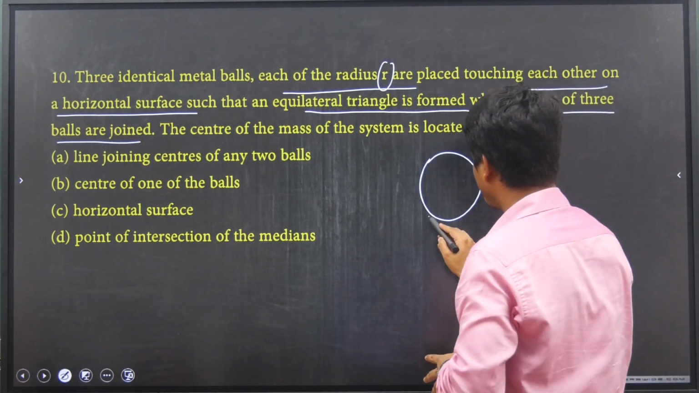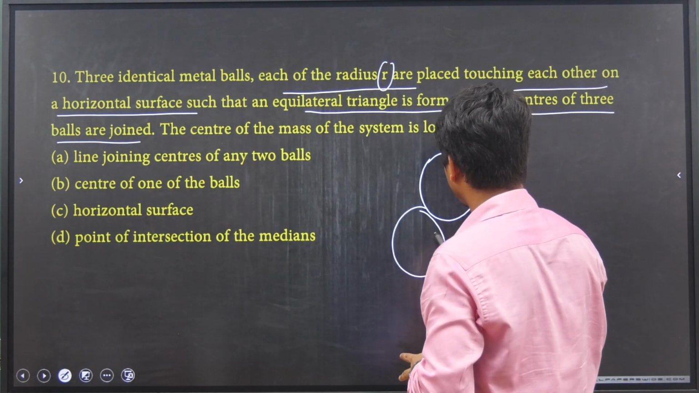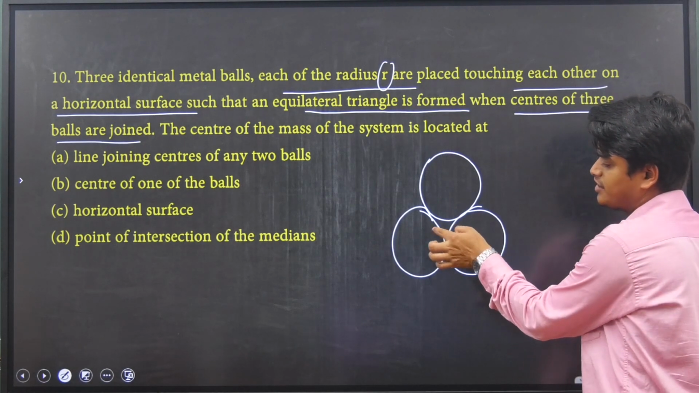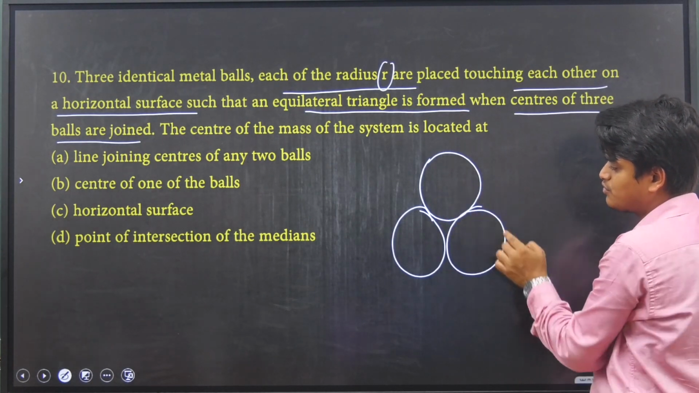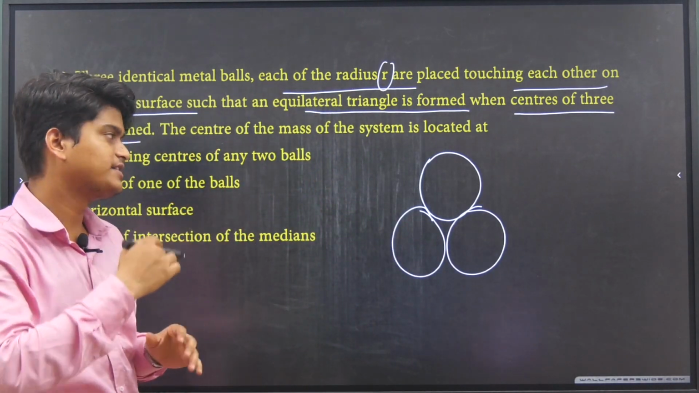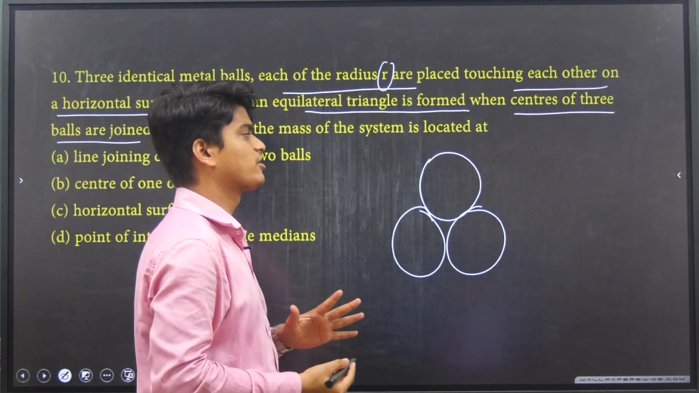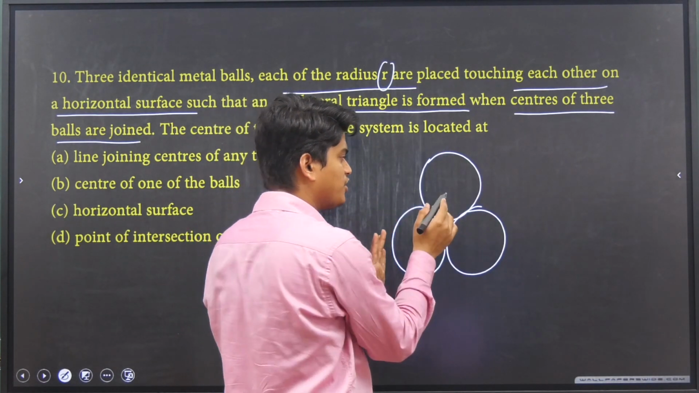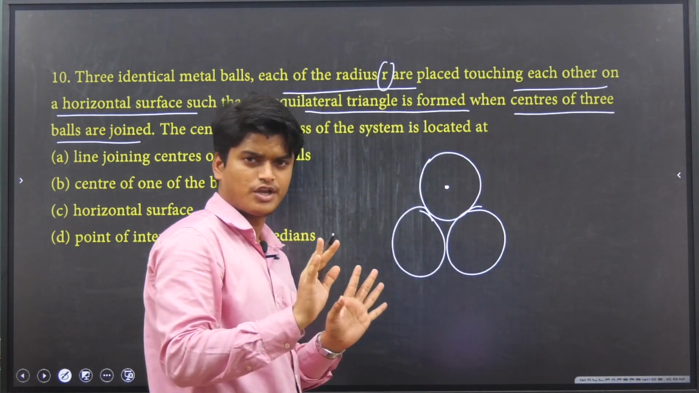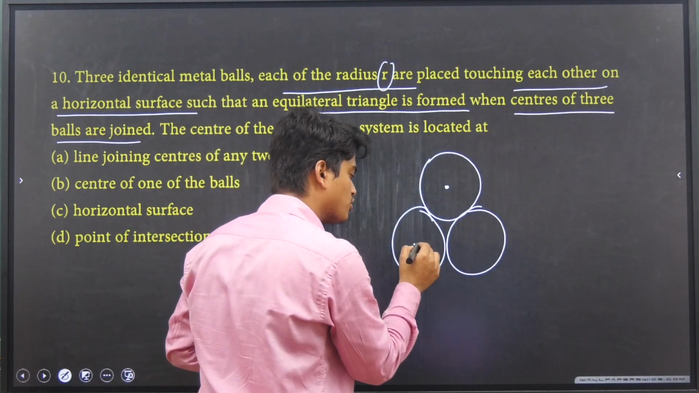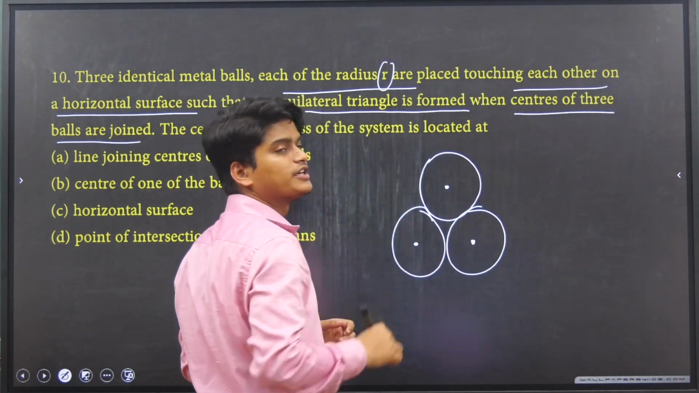Touching each other means I will keep them like this. Another sphere is like this and another sphere like this. See here, everyone is touching each other. This one touches these two, this one touches these two, and this one touches the two below. I hope everybody understands. Now they are asking where the center of mass will be. Remember, a sphere is a symmetrical object, so for this sphere the center of mass will be at the center. You can consider the total mass concentrated at the center. Similarly for this sphere, and for this sphere also.